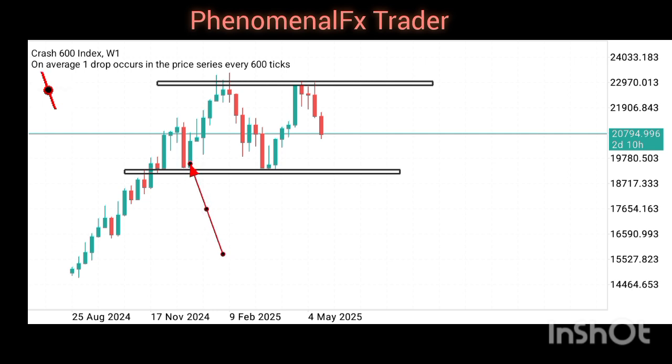So what we expect is the market to possibly sell to this level, then maybe break and retest, then it continues selling, but we cannot confirm that yet. The market does not always do the way we plan.